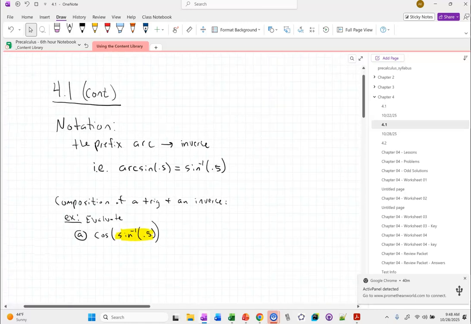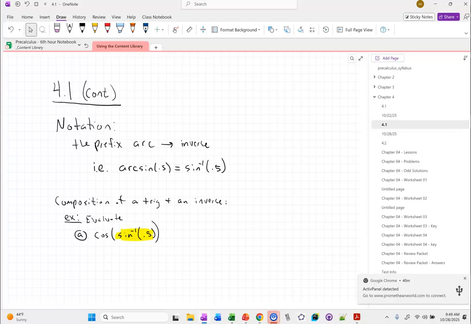So before we dive in, a little piece of notation. You might have noticed on some of those problems, we also have arc sine or arc cosine or arc tangent or whatever. That means the same thing as sine inverse, cosine inverse, tangent inverse. Arc just means inverse as far as we're concerned. Those two notations can be used interchangeably.